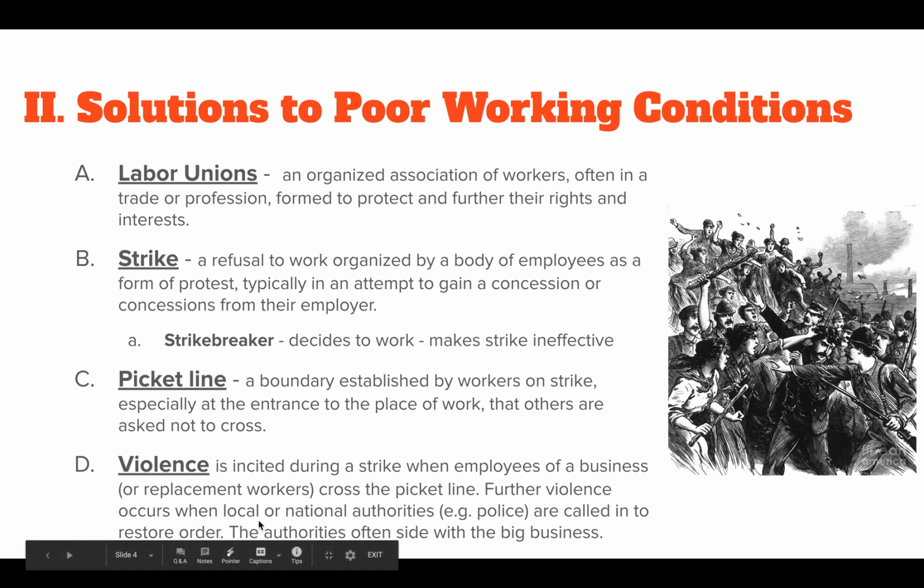Further violence occurs when local or national authorities, like police or the National Guard, are called in to restore order. The authorities often side with the big business. As was the case with the Homestead strike, the National Guard came and supported Carnegie.